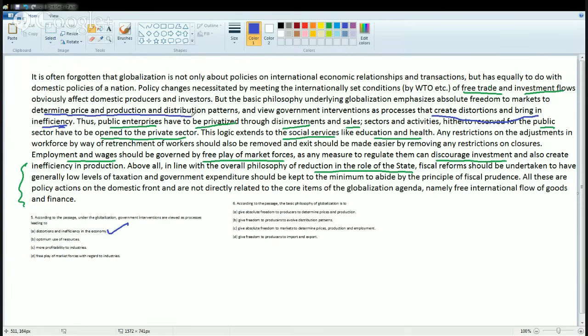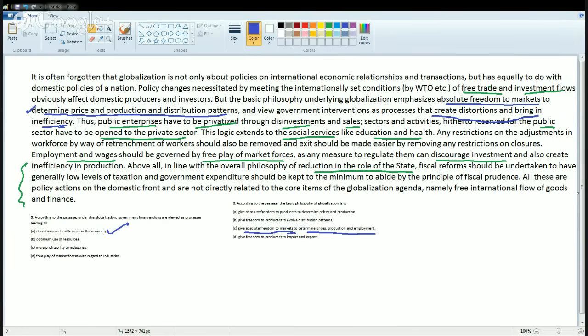Determine price, production, and distribution. So it's absolute freedom to markets. So in the choices, the only option, absolute freedom to markets, is C, which says absolute freedom to markets to determine price, production, and employment, which is again directly from the passage.